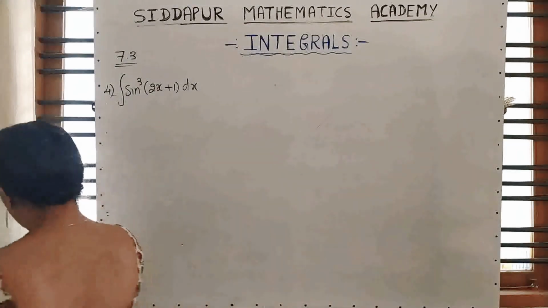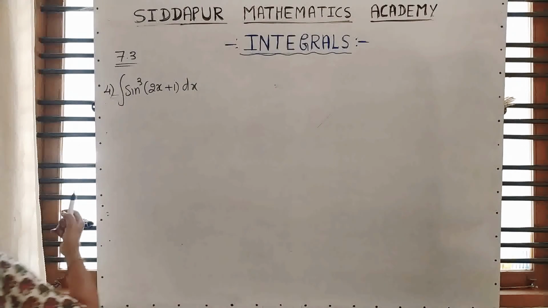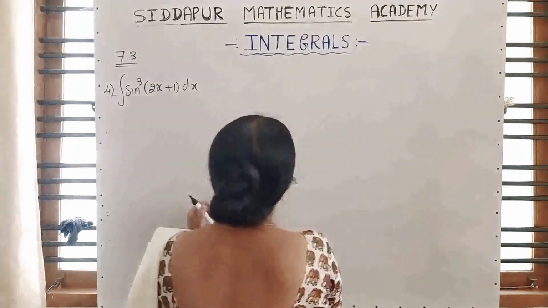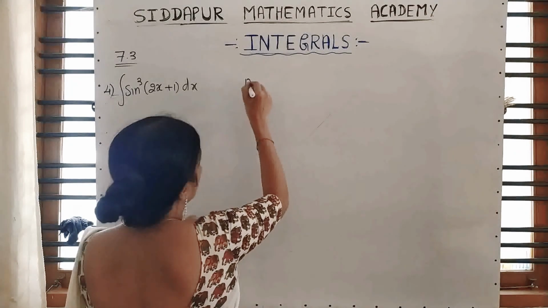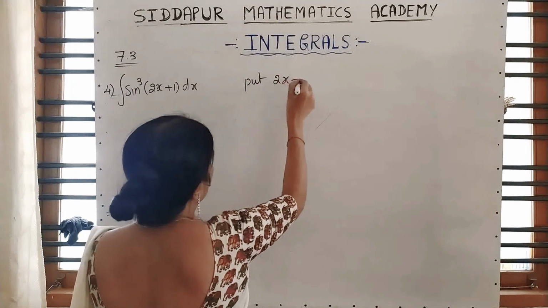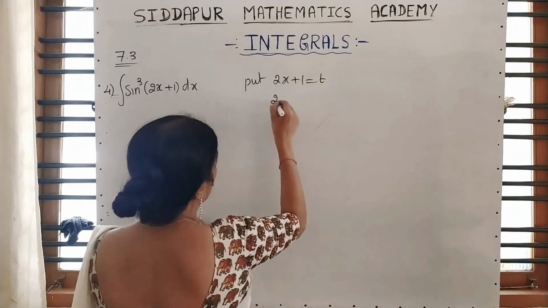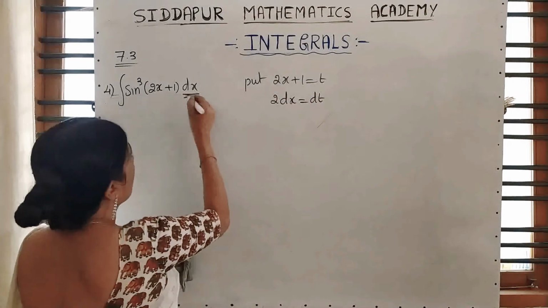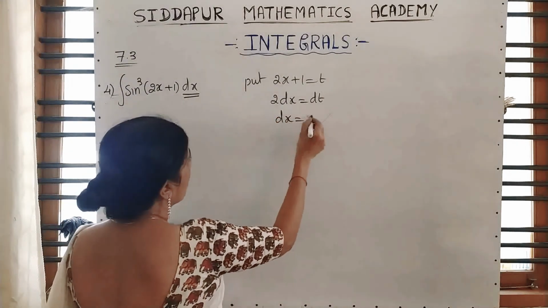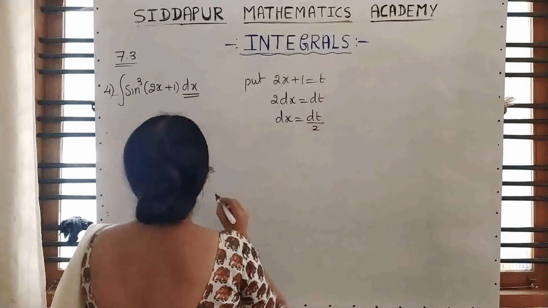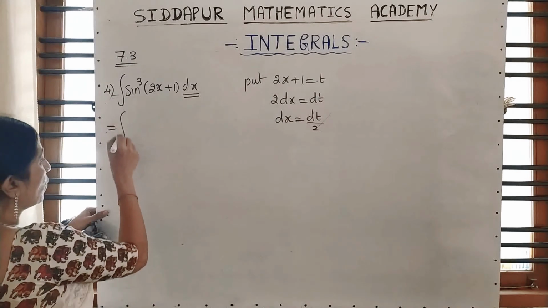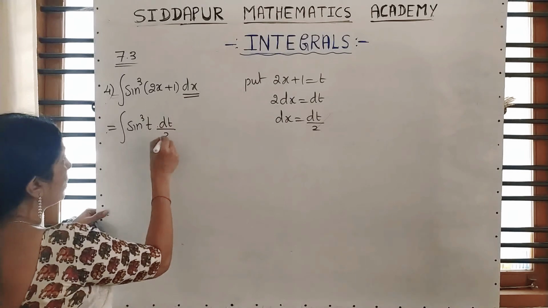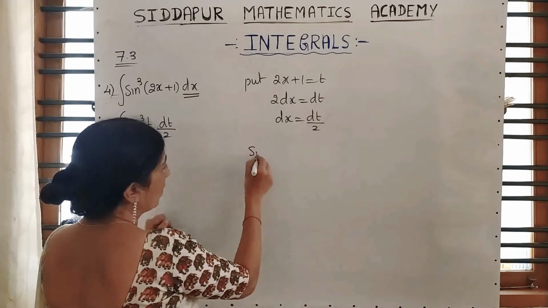So what is the substitution then? 2x plus 1 is equal to t. Differentiating, 2 into dx is equal to dt. We require only dx. dx is dt by 2. Now the problem will be written as sin cube t into dt by 2.